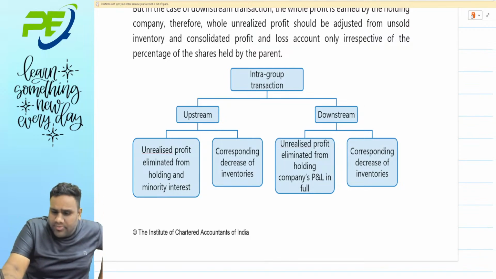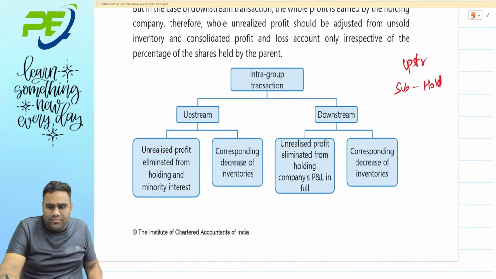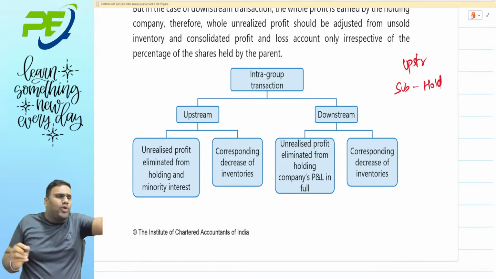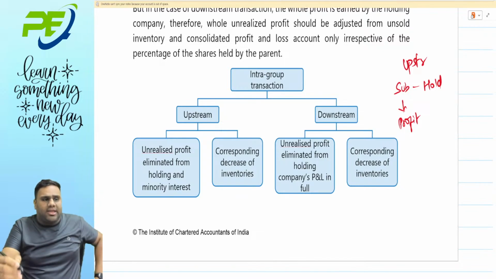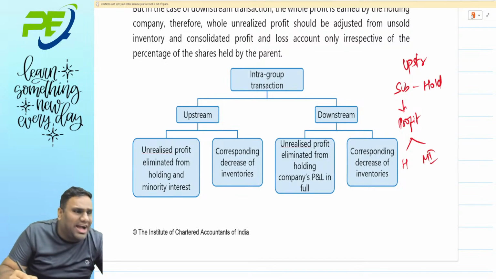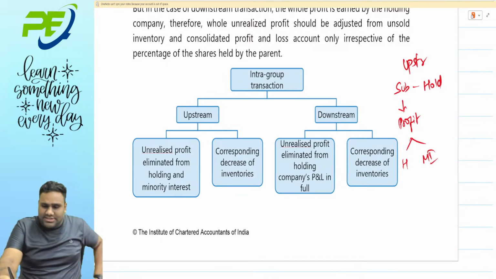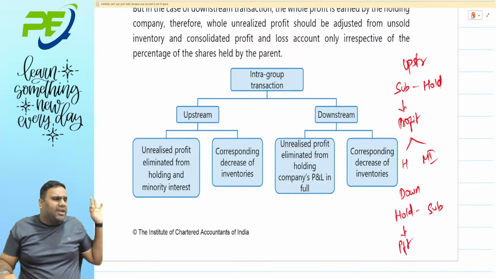Now, if it is upstream, who is selling to whom? Who has the unrealized profit in their books, or who has made the profit? The subsidiary has made the profit, and that profit, who is enjoying? Holding and minority interest. Now, downstream, who is selling to whom? Who has made the profit? It is only enjoyed by holding.